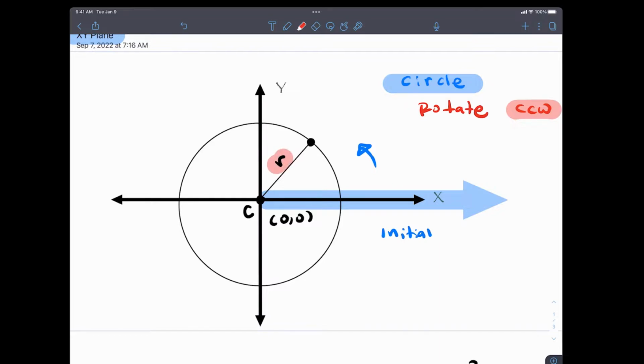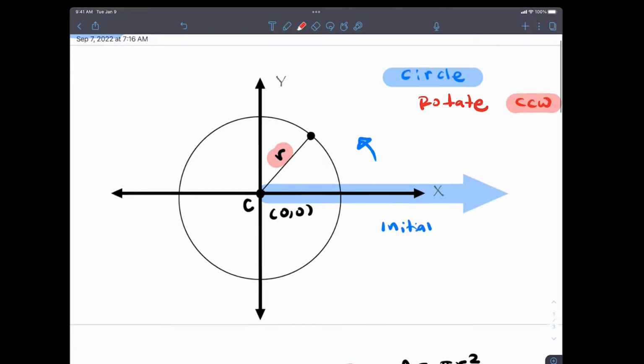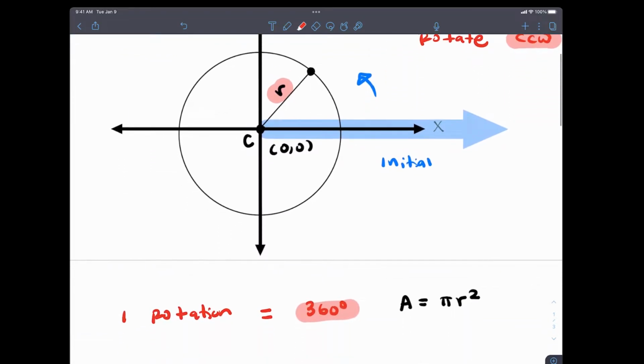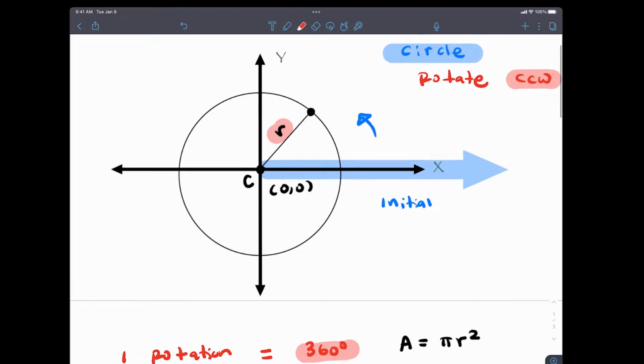And yes, the diameter is twice the radius. You go, what's a diameter? Well, the distance all the way across through the center. So those are some things that we know about a circle. That's good. Anything else that we know about a circle? Area is pi r squared.